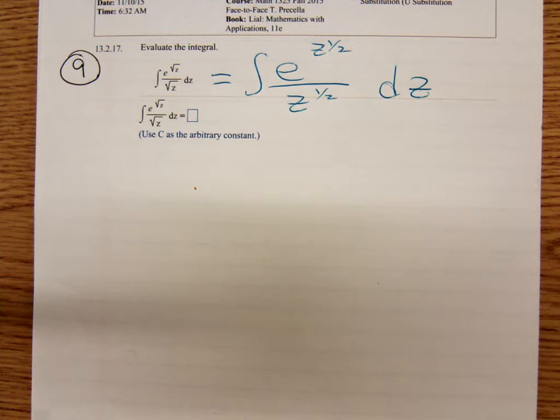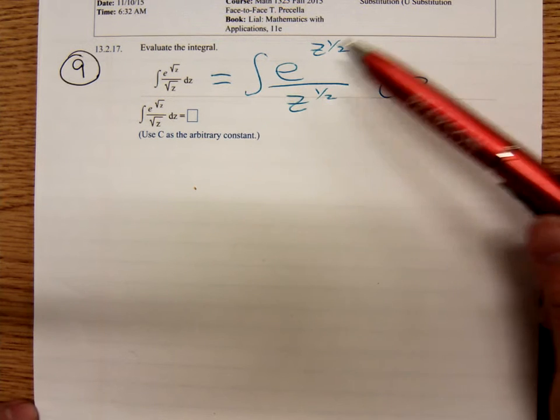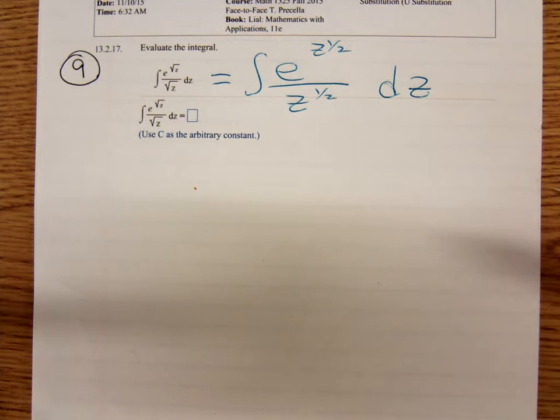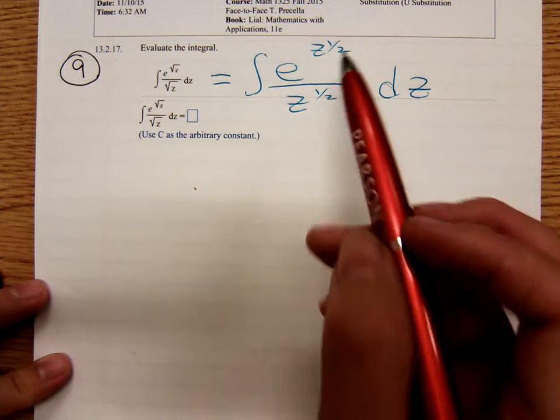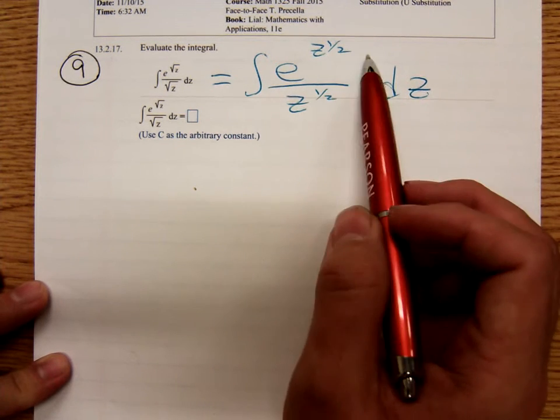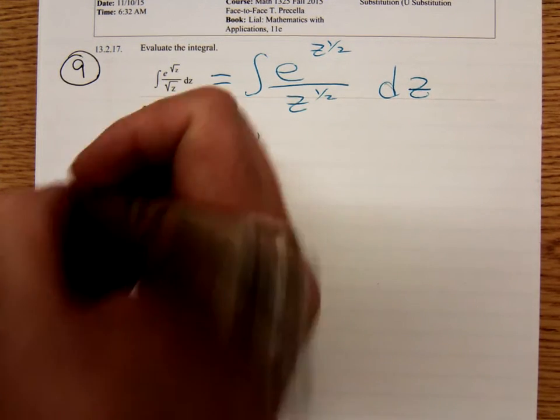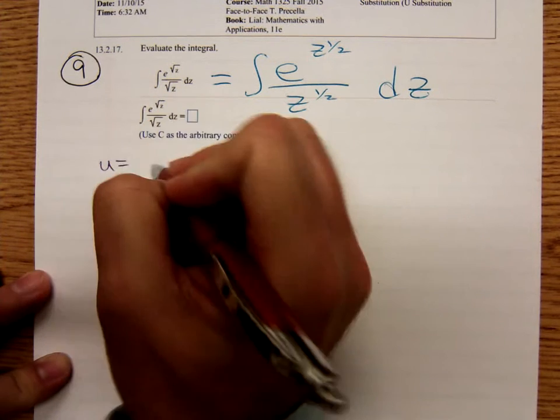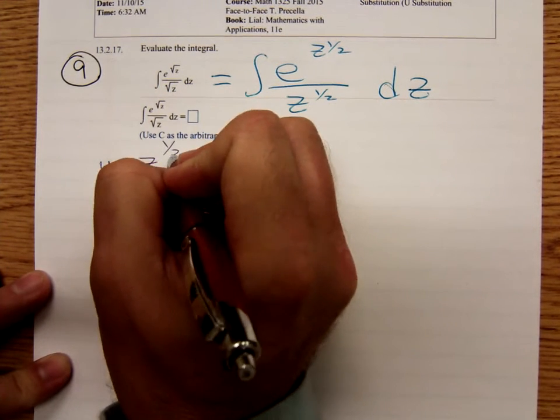Remember I've recommended a u substitution anytime you have e to a power that's other than just e to a variable. If it's just e to a variable, then great, you probably won't need a u substitution. But if it's an e to some quantity, then yeah, you're going to need a u substitution, and try letting u equal whatever the exponent is on that e. So I'm going to let u equal z to the 1/2.